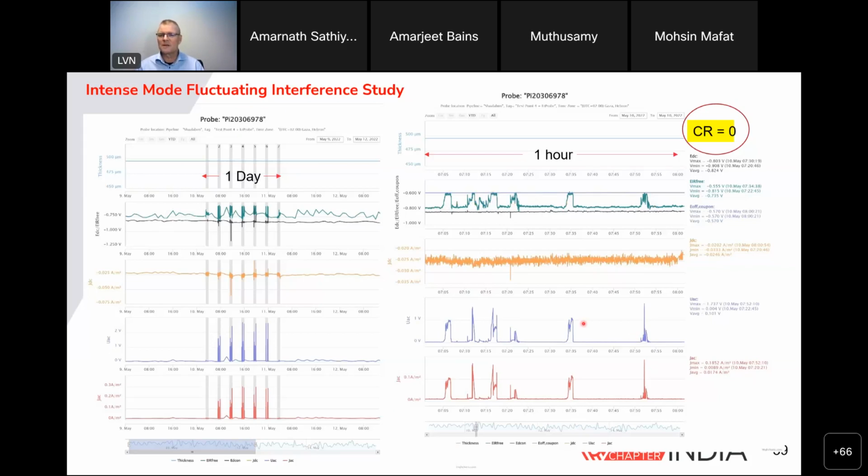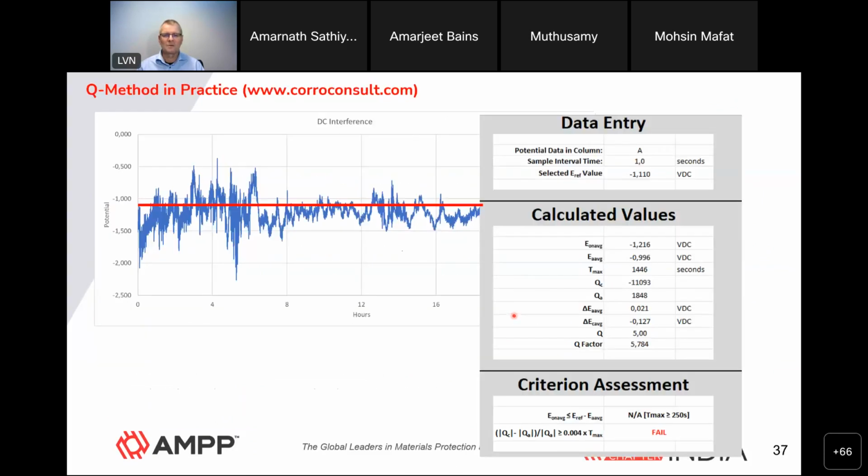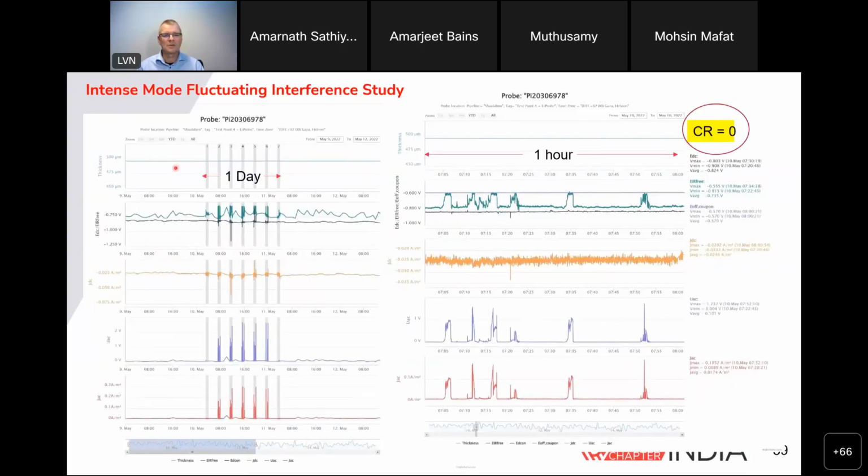Is this a safe or non-safe condition? You could go through this very, very complex step-by-step procedure, or you could simply look at the corrosion rate, and you can say, well, all of this doesn't really matter because we have a corrosion rate of 0 here, right?